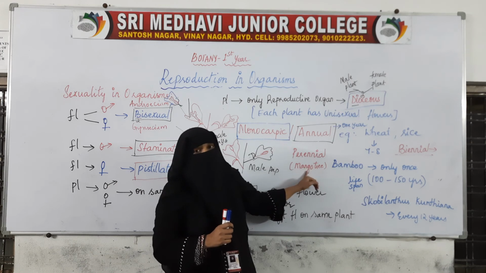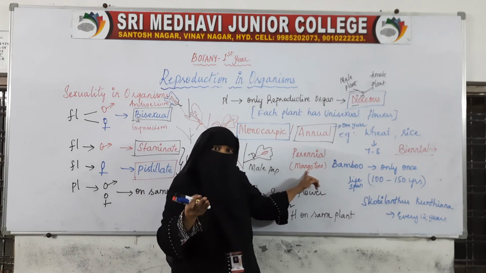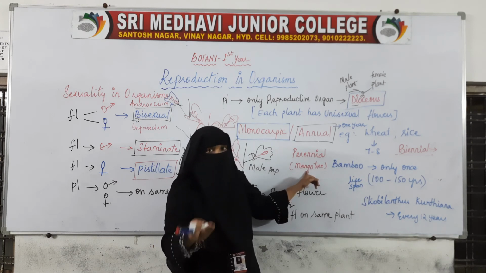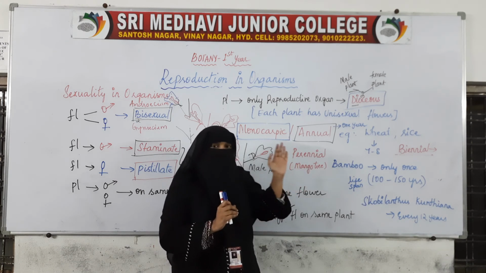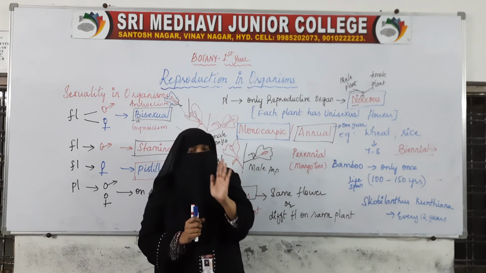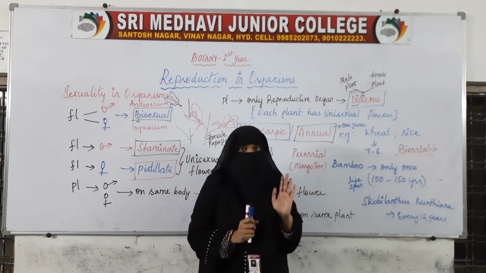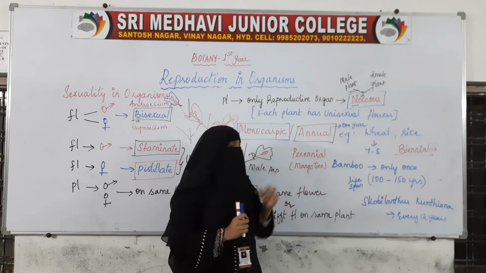Here they will enter into the reproductive phase, then come out, then enter into the reproductive phase, then come out. So on a single plant, many times the flowers are grown and many times the seeds are produced, and the plants will live for many years. Such plants are called perennial plants.